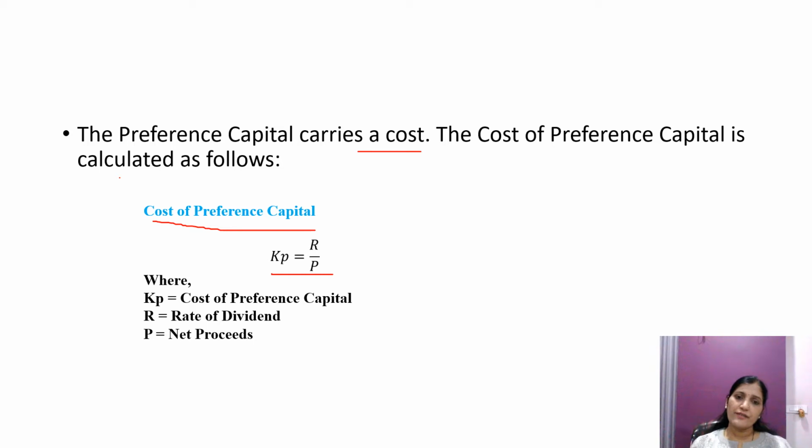Now as we go on further, don't forget the formulas of our previous videos. What you studied in the last video, cost of debt: there we said KD, where KD stands for cost of debt. Now here it is KP, very simple, cost of preference share capital. So KP is the cost of preference capital, R is the rate of dividend and P is the net proceeds. There it was I by P.